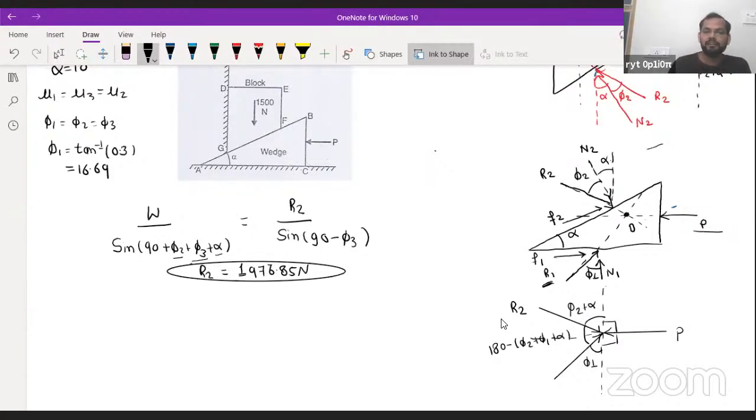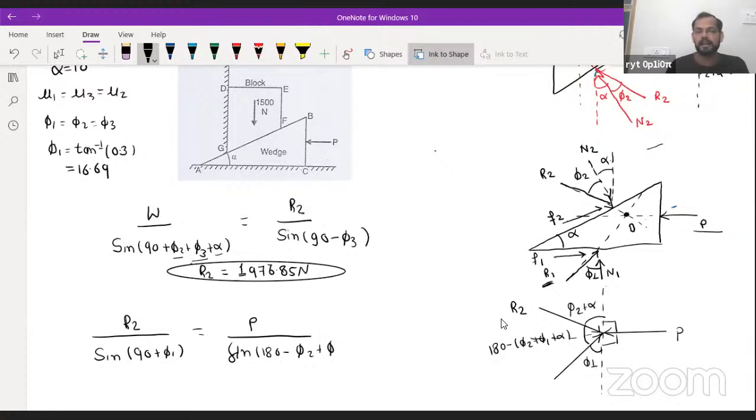So how can you write it? You can write it this way: R2 divided by sine (90 plus phi 1) equals P divided by sine 1, equals P divided by sine (180 minus (phi 2 plus phi 1 plus alpha)).